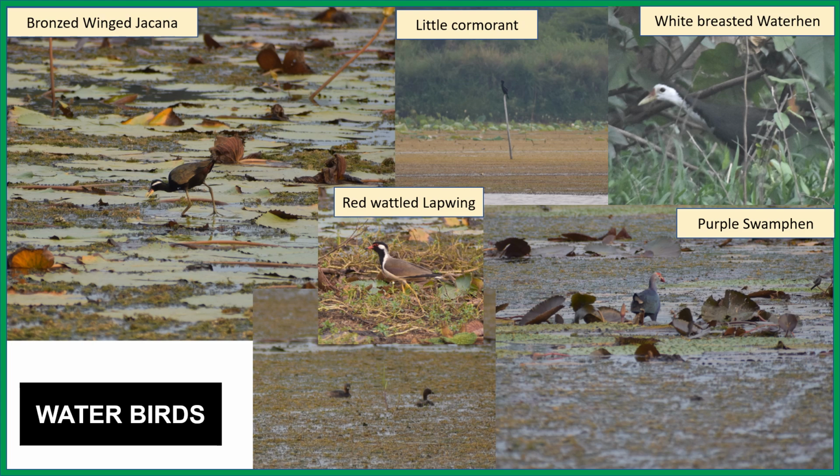And water birds, these are very common water birds you will see in almost every wetland. You will see bronze-winged jacana, little cormorant, red-wattled lapwing, purple swamp hen, and white-breasted waterhen. These are some of the water birds that we observed during the survey. I mentioned only these, but there are so many other wetland or water birds that come to such an ecosystem and feed there.